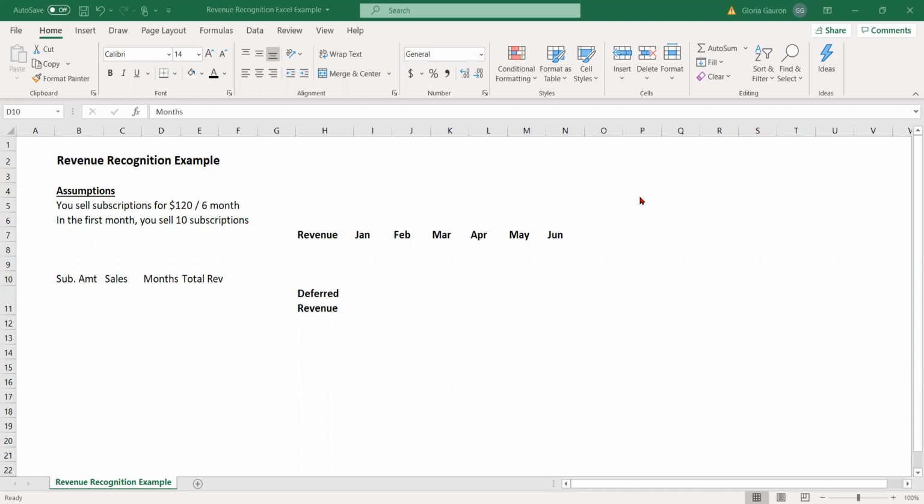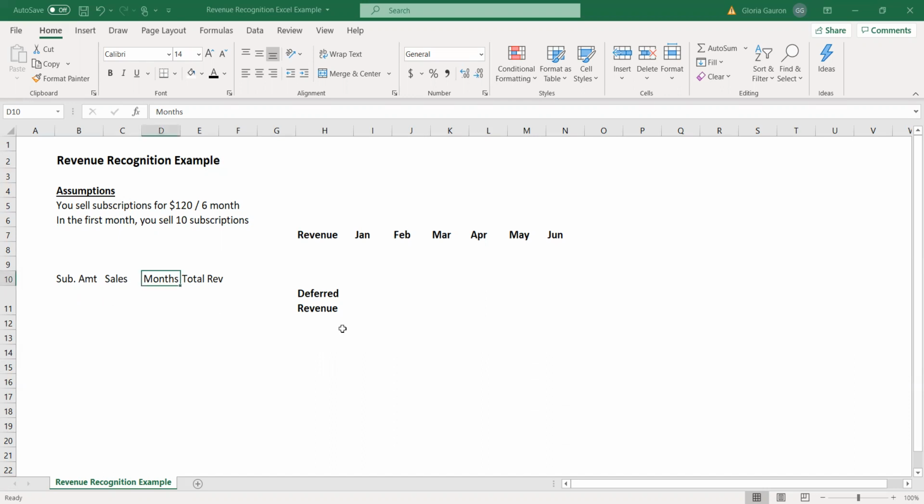So in this example, we're dealing with a subscription that costs $120 for 6 months. And in the first 6 months, you sell 10 subscriptions. Now what I want to do is fill in what my revenue recognition will be for each of the months and what goes into deferred revenue on the balance sheet.